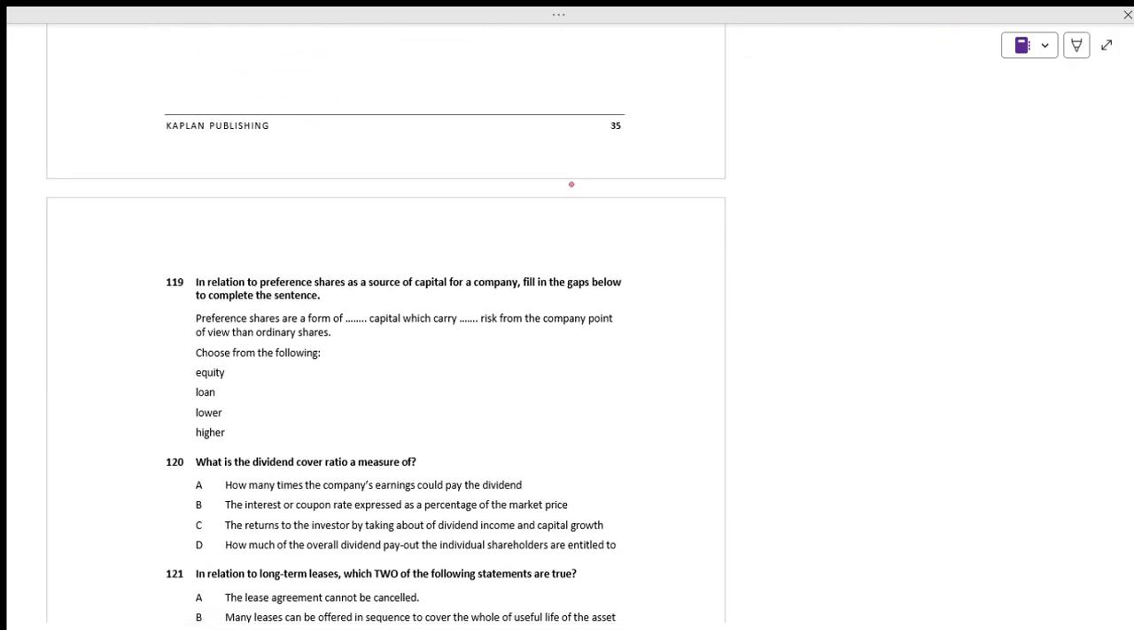In relation to preference shares as a source of capital for the company, fill in the gaps below to complete. How best can we describe preference shares? Preference shares are a form of equity capital, which will carry risk from the point of view of the ordinary shareholders, is it right? For preference shareholders, see what happens, first will be debt, then preference shares, then equity. The risk will be higher than the equity.